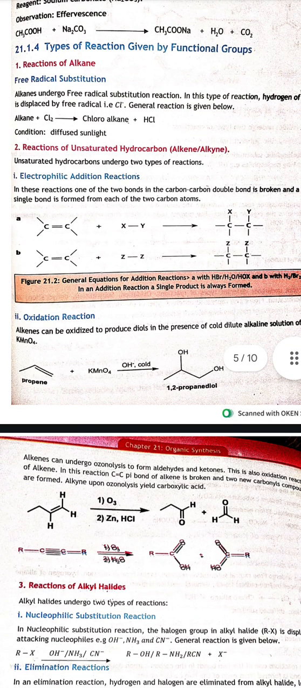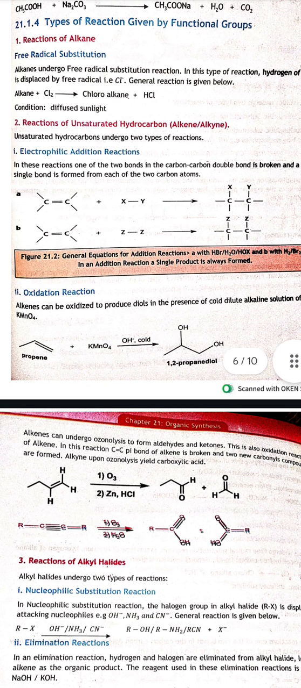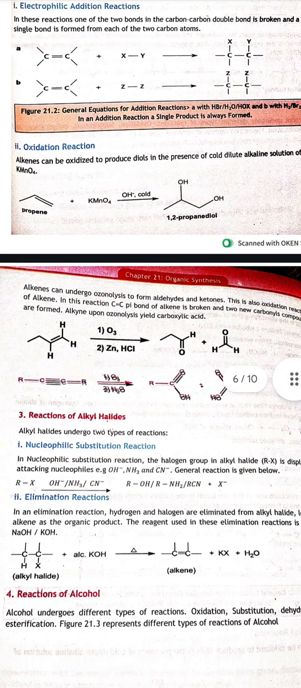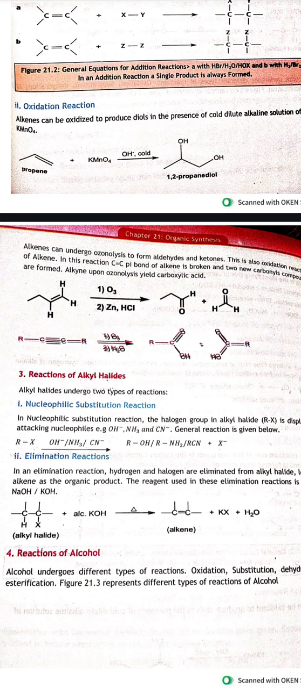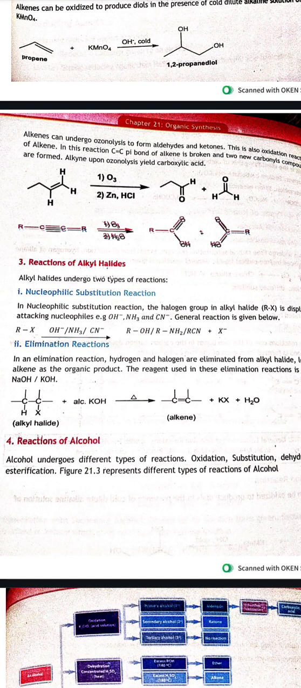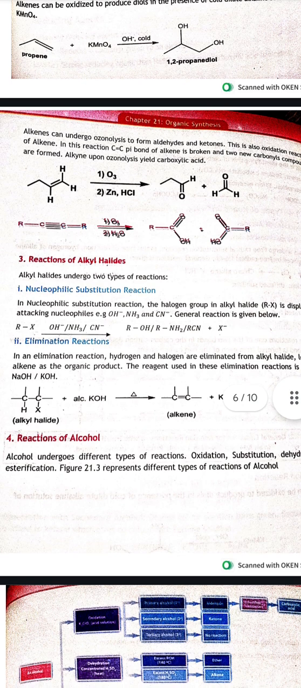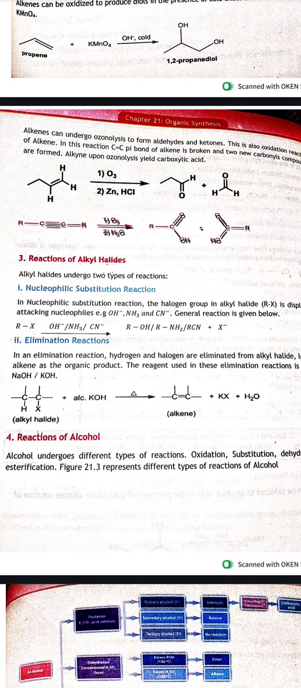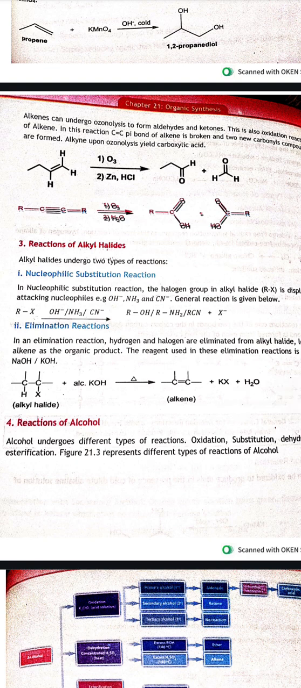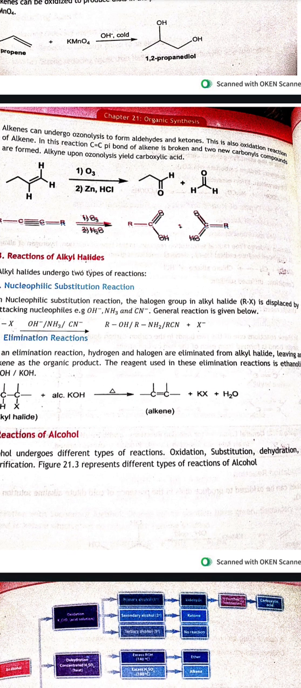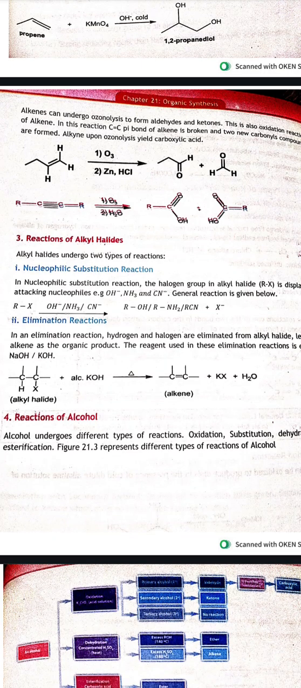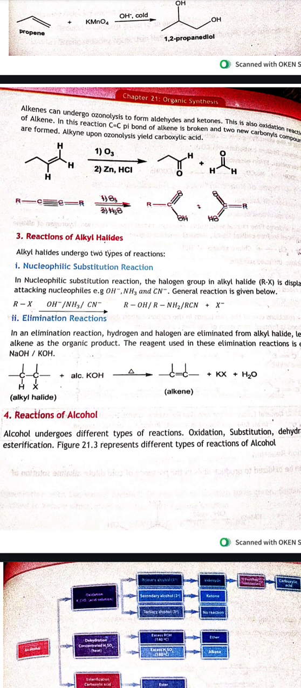Types of reactions given by functional groups. Functional groups perform different reactions. First is free radical substitution, when an alkane reacts with chlorine to give chloroalkane plus HCl. Second is reactions of unsaturated hydrocarbons. Third is oxidation reactions in the presence of oxidizing agents. And we have another reaction, that is ozonolysis. It's an oxidation-reduction reaction, and it yields the carboxylic acid.